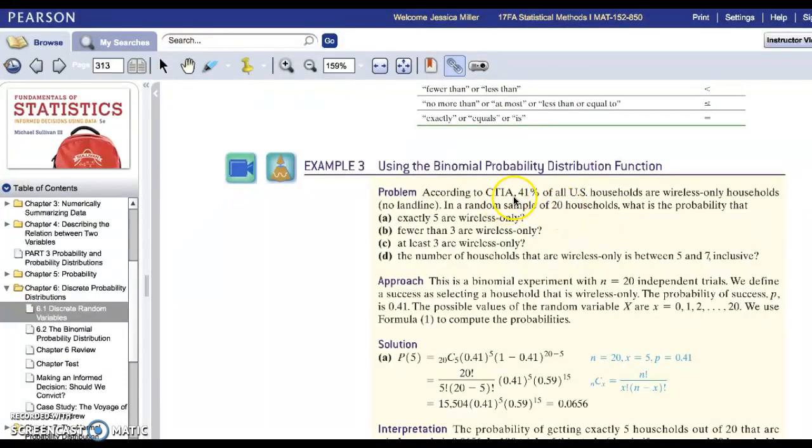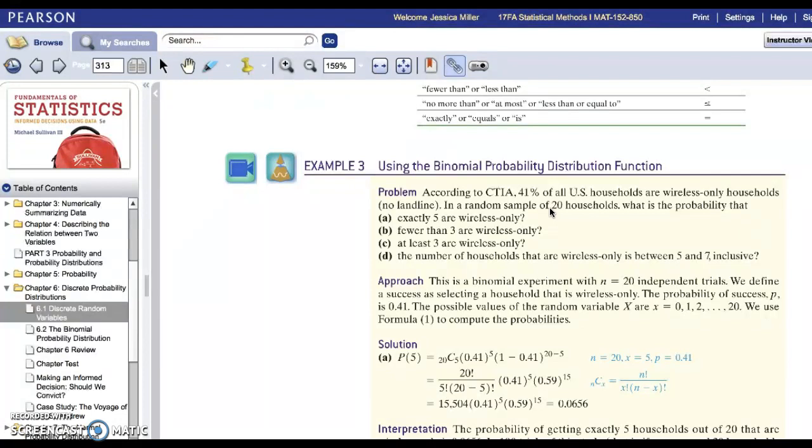According to the CTIA, 41% of all US households are wireless-only households. In a random sample of 20, what is the probability that, for A, exactly 5 are wireless only? So when we read this example, you already identify a probability or a percent somewhere in the problem, and then they usually give you vocabulary to identify your N, a random sample of 20 households. So your N is 20.